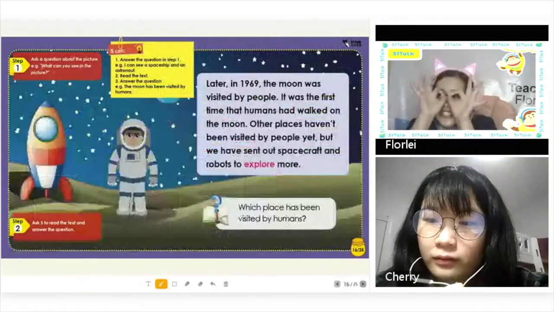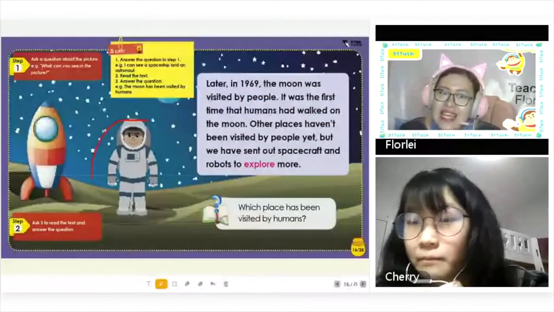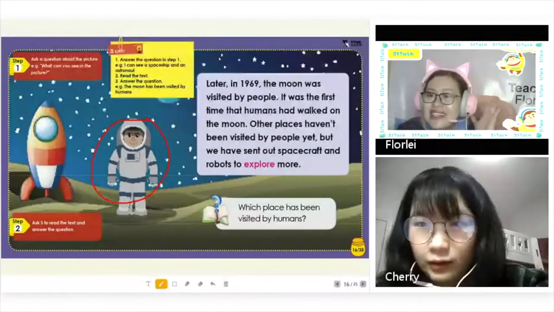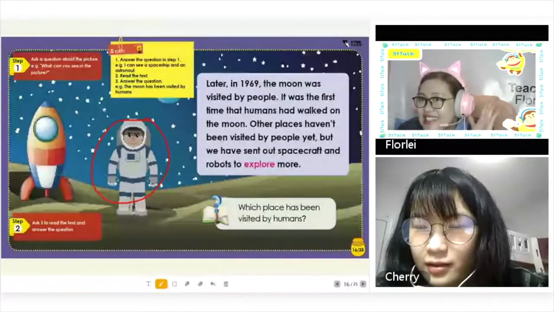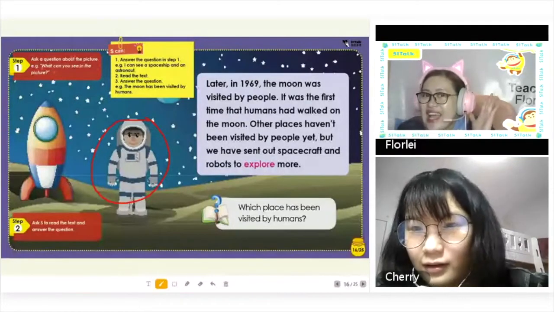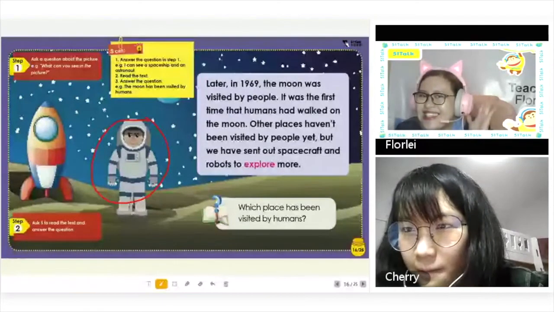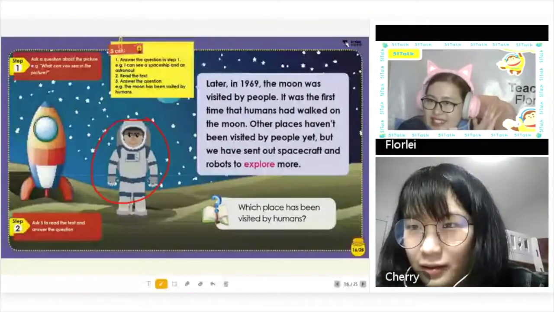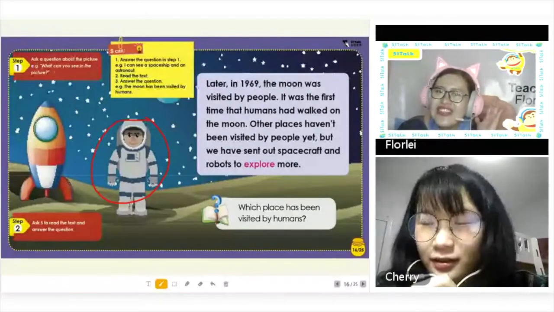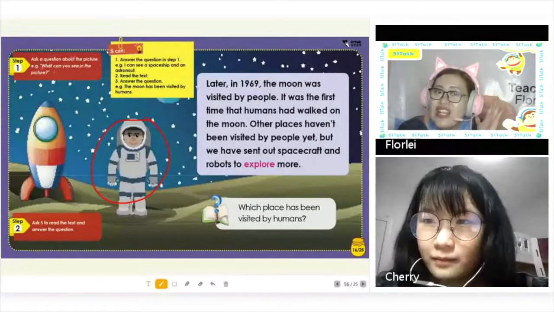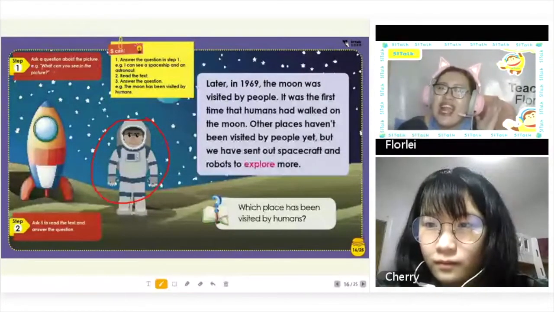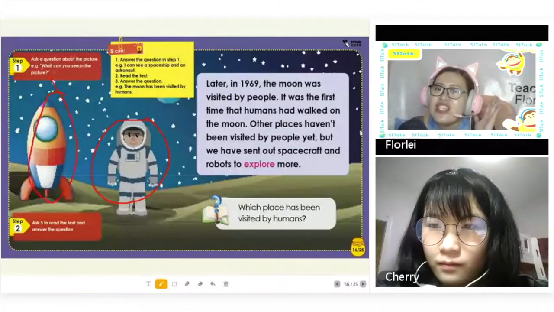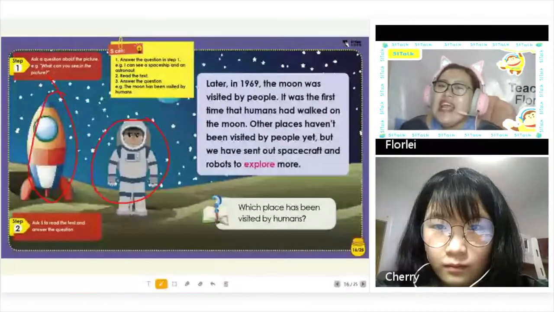Okay, what can you see in the picture? What's this? It's an astronaut. Okay, an astronaut is someone that explores the space and works in NASA. All right, and this is his rocket ship. Now let's read.